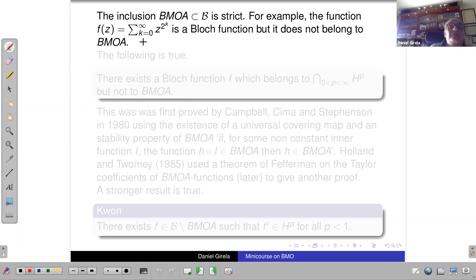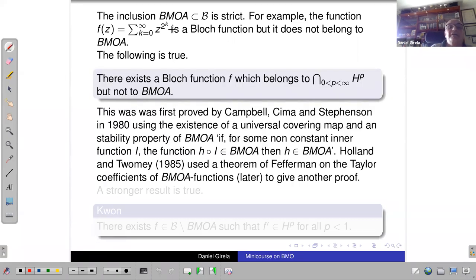Something which is not so simple is the following: there is a Bloch function f which lies in all the Hardy spaces H^p with p smaller than infinity, but is not in BMO. This is not so easy to prove, but I'm not going to give the details. I think that it was first proved by Campbell, Cima, and Stephenson in 1980. To prove this result, they used a certain universal covering map and a stability property of BMO. This stability property says that if we have a non-constant inner function I, and the function I composed with h is in BMO, then h is in BMO. Then using this result and a universal covering map, Campbell, Cima, and Stephenson were able to prove that there exists a Bloch function which is in all the Hardy spaces H^p with p less than infinity, but not in BMO.